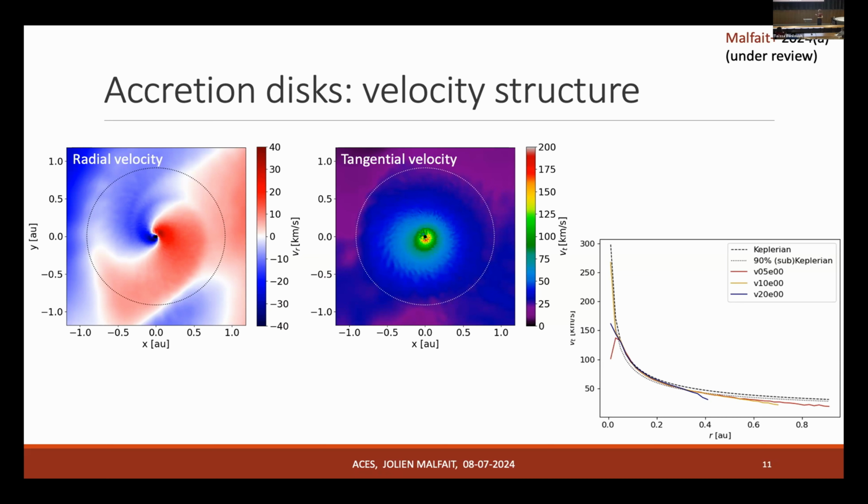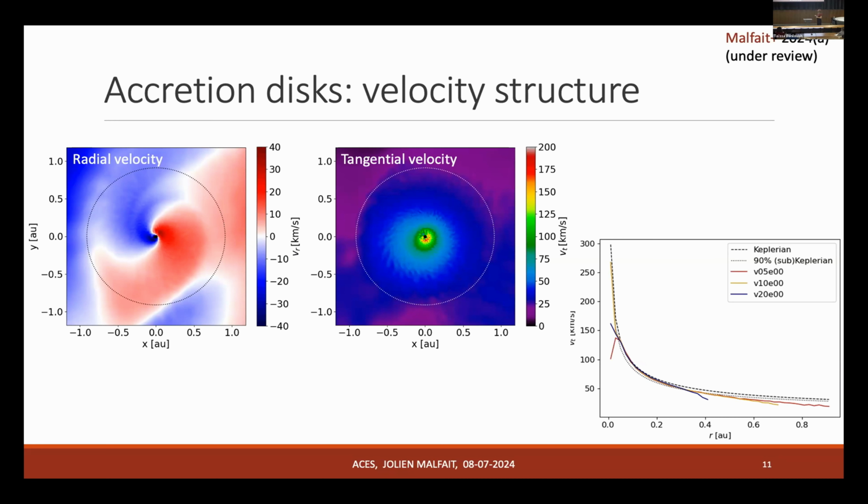And then if you look at the radial velocity, first you can note that the velocities are way smaller than the tangential velocity, only up to about 40 kilometers per second instead of more than 200 kilometers per second. And you see that we have a blue side and a red side around the disk.